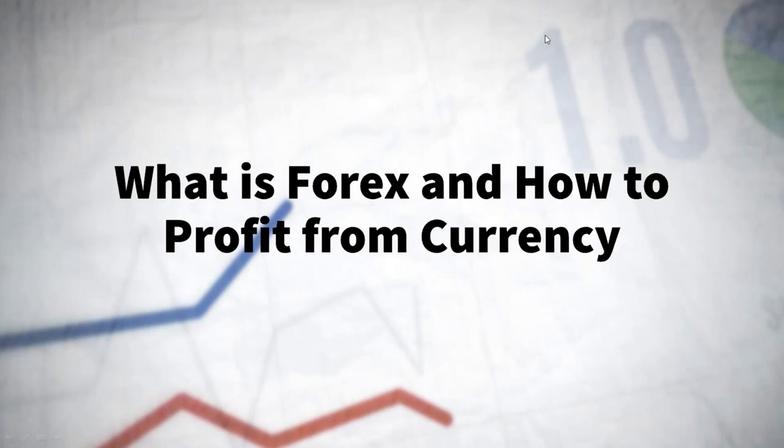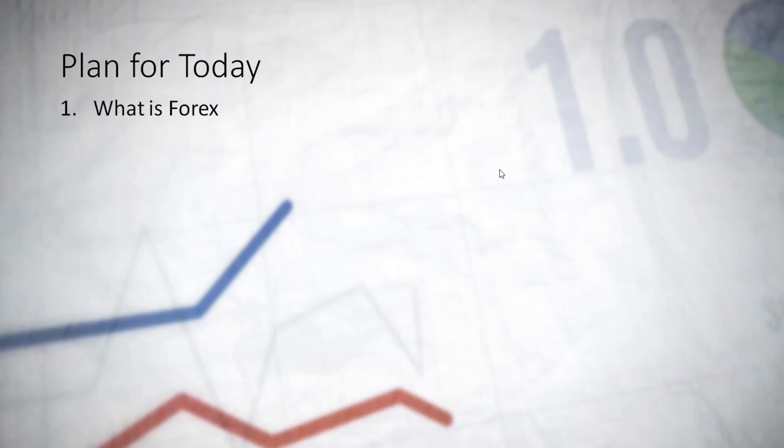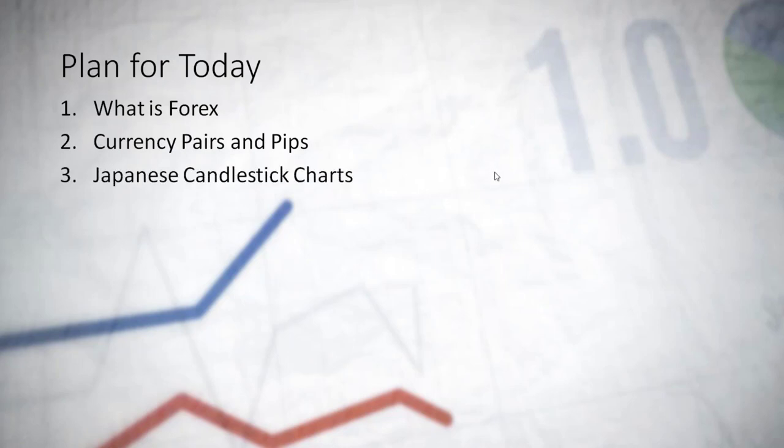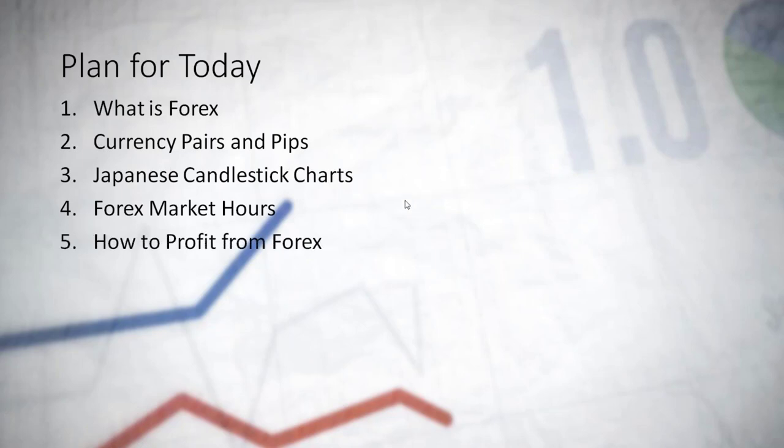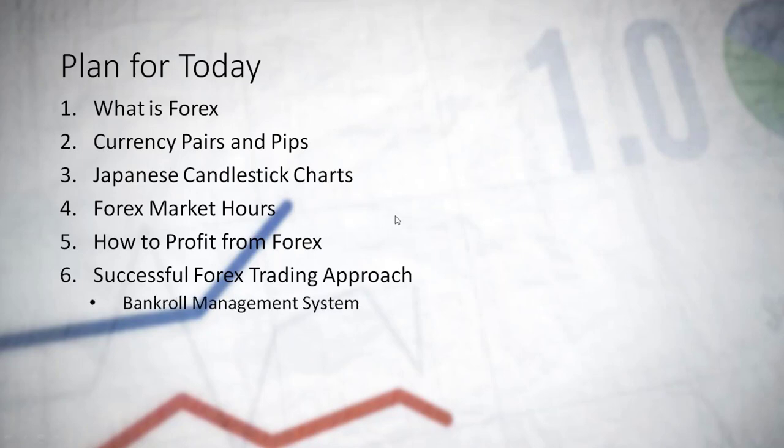As I already said, the name of the topic today is what is Forex and how to profit from currency. Today we're going to discuss the following, starting from what is Forex, foreign exchange or FX. Then currency pairs and pips. Then Japanese candlestick charts and why they are different from the regular line chart. Then the Forex market hours and what time the Forex markets are open. Then how to profit from Forex, how people are actually creating value out of the Forex market. Then a successful Forex trading approach and its three components, which are the bankroll management system, the risk management system, and the trading strategy.